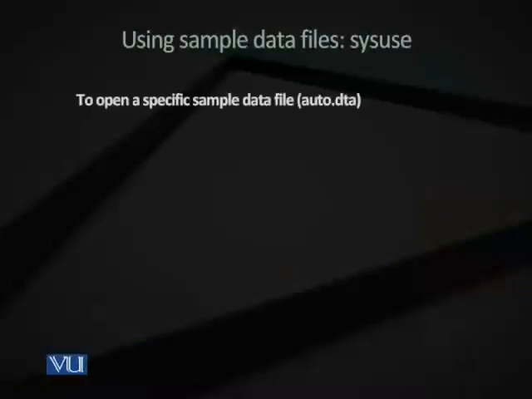One, in the review window you have the commands. Just click on the command you want to execute again, or just page up, page down and get your required command and say enter, you will get the result. So sysuse auto will open the file auto which is available or installed with Stata.